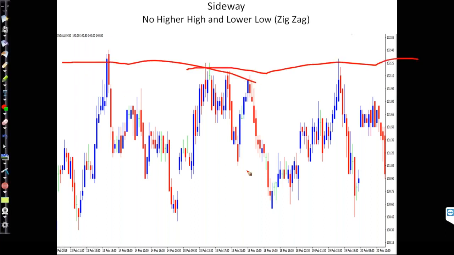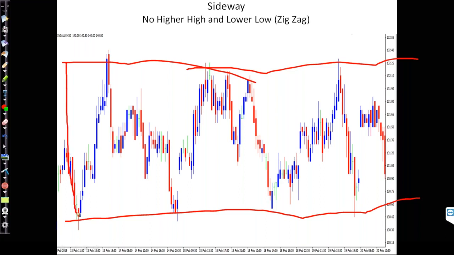You can see this is a resistance line and that is a support line. When price just runs sideways, the most professional traders trade in this zone. This is called range trading. That is why they are finding a range. Have you seen, this is the range? When price comes to that area, start buying, and at this area start selling.